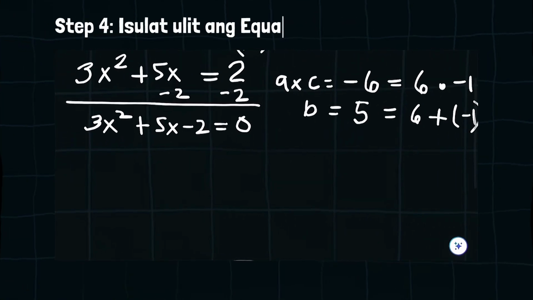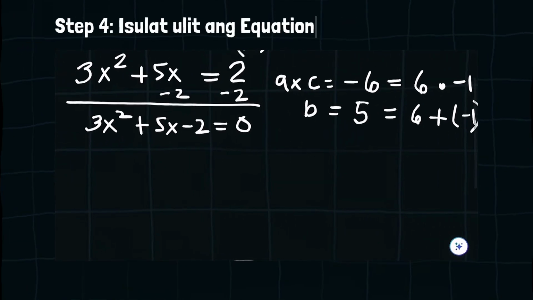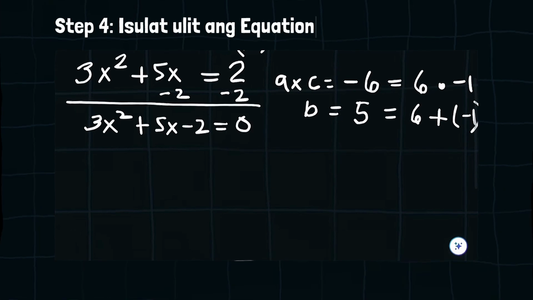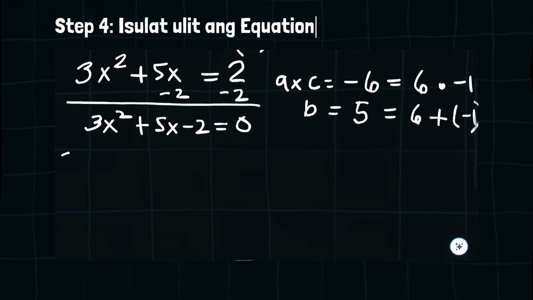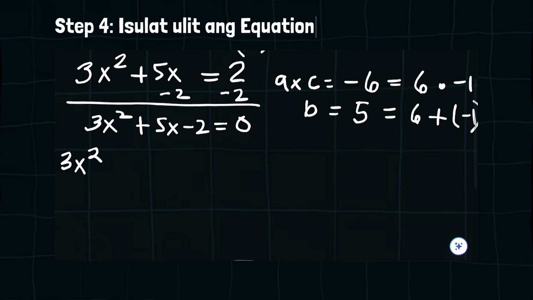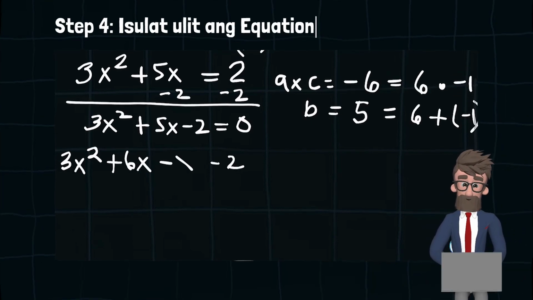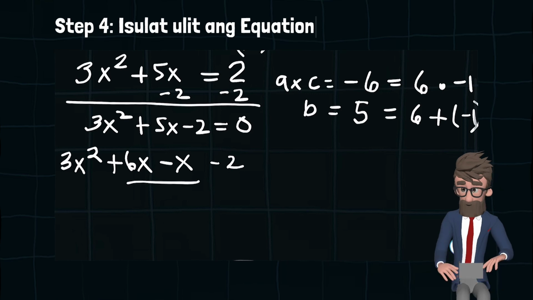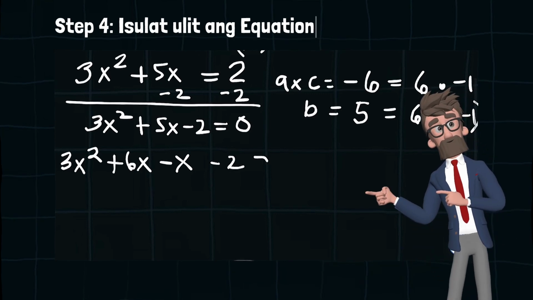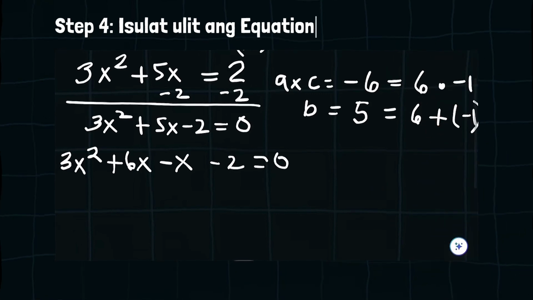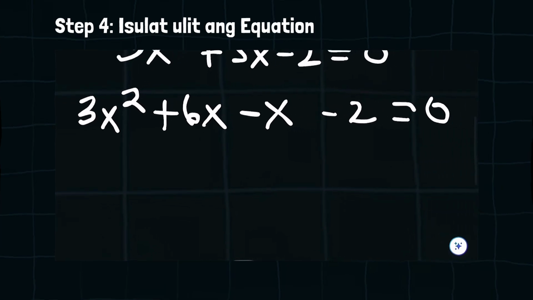Step number 4. Isulat ulit ang equation. Gamitin natin ang 6 at negative 1 para isulat o ilagay ito sa gitnang part ng ating equation. Lagyan lang natin ng konting space sa gitna, then we write 6x minus x or minus 1x. Finally, we have this new equation, 3x squared plus 6x minus x minus 2 equals 0.